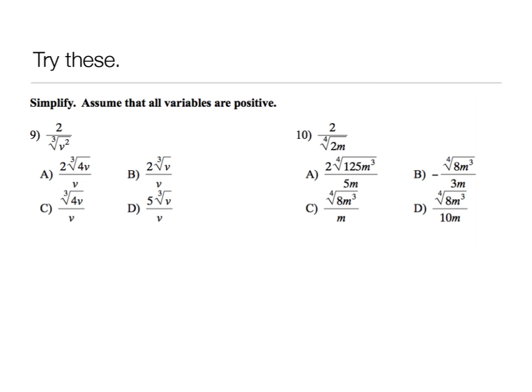I'd like you to give these 2 problems a try, and when you're done, I'll discuss the answers. So here are my answers. So the first one, I had 2 v's and I need 3 of them. So I multiplied by the cube root of v over the cube root of v, and this was my result, answer B. For number 10, I had 2 of them, I need 4 of them, so I needed 3 more. And I have 1 m, I need 4 of them, so I need 3 more. So I rationalized. I got 2 times the 4th root of 8m cubed all over 2m.